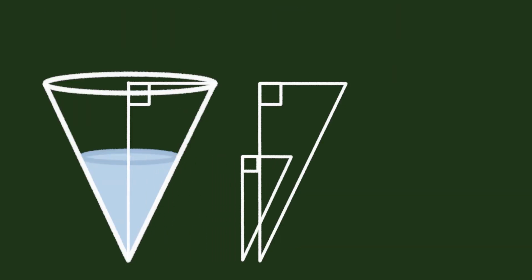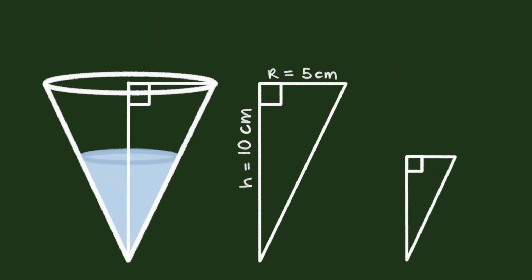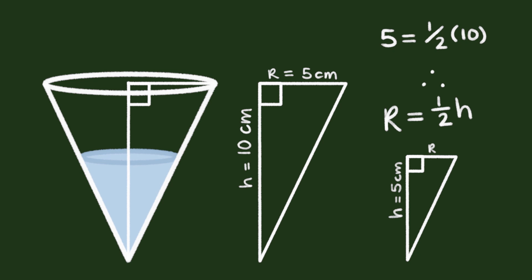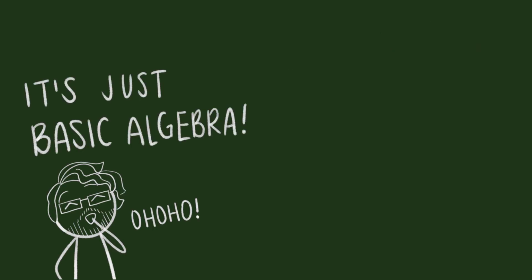Let's go back to our triangle from the right circular cone. The radius and the height are the legs of the triangle with lengths 5 and 10 centimeters. Because the radius of 5 is half the height of 10, we can conclude that the radius of the smaller triangle made by the water inside the container must also be half the height. Now we can rewrite r as 1/2 h, or in this scenario, 5/2. Oh ho ho! It's just basic algebra!